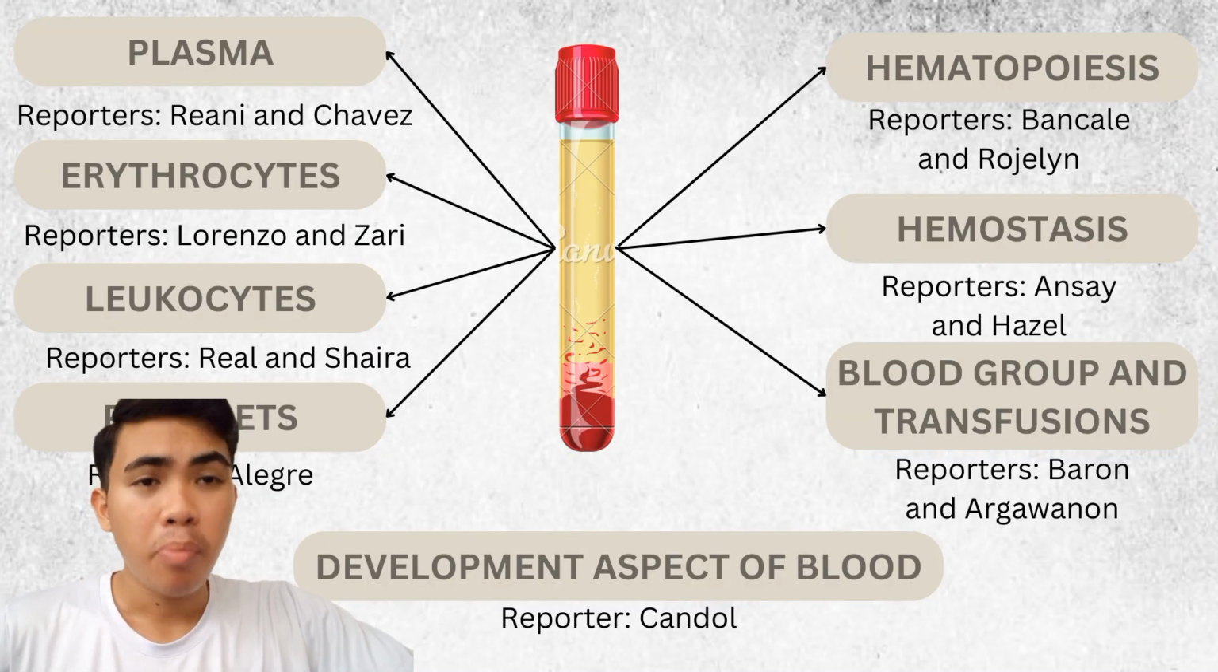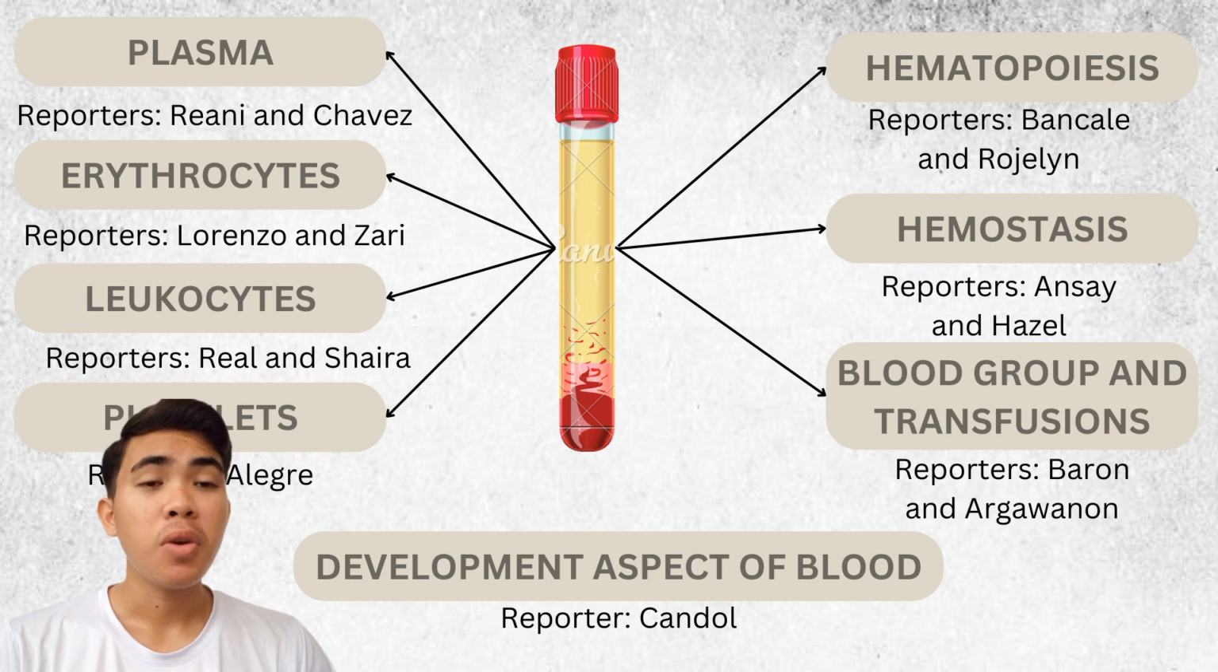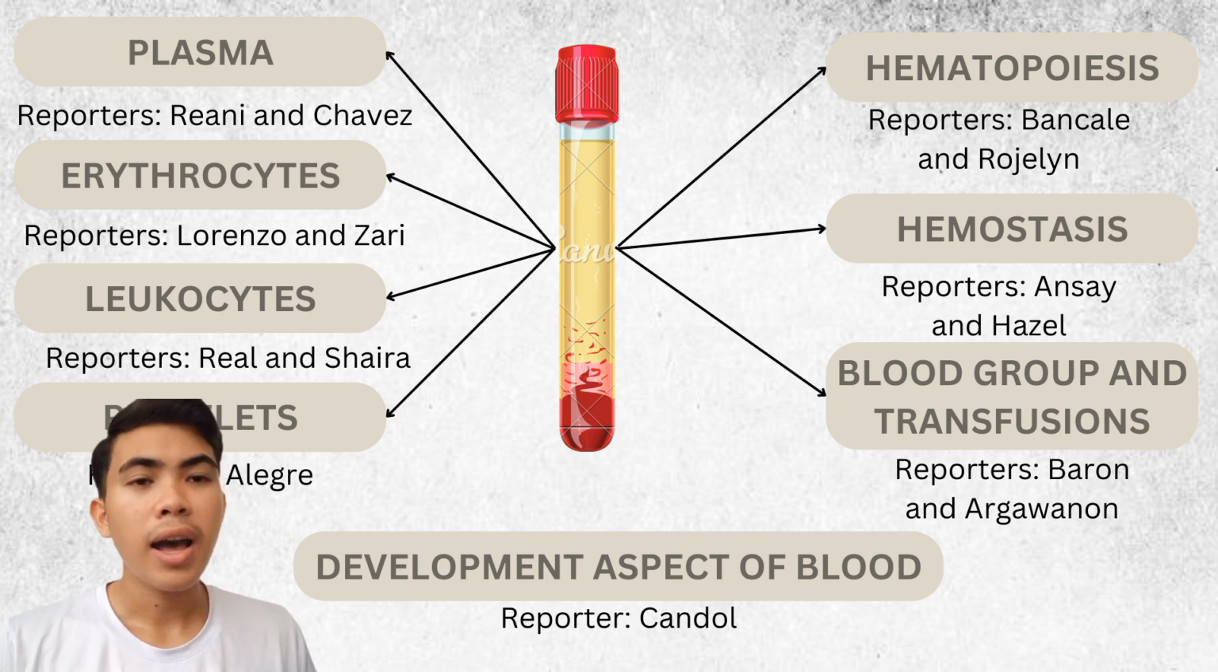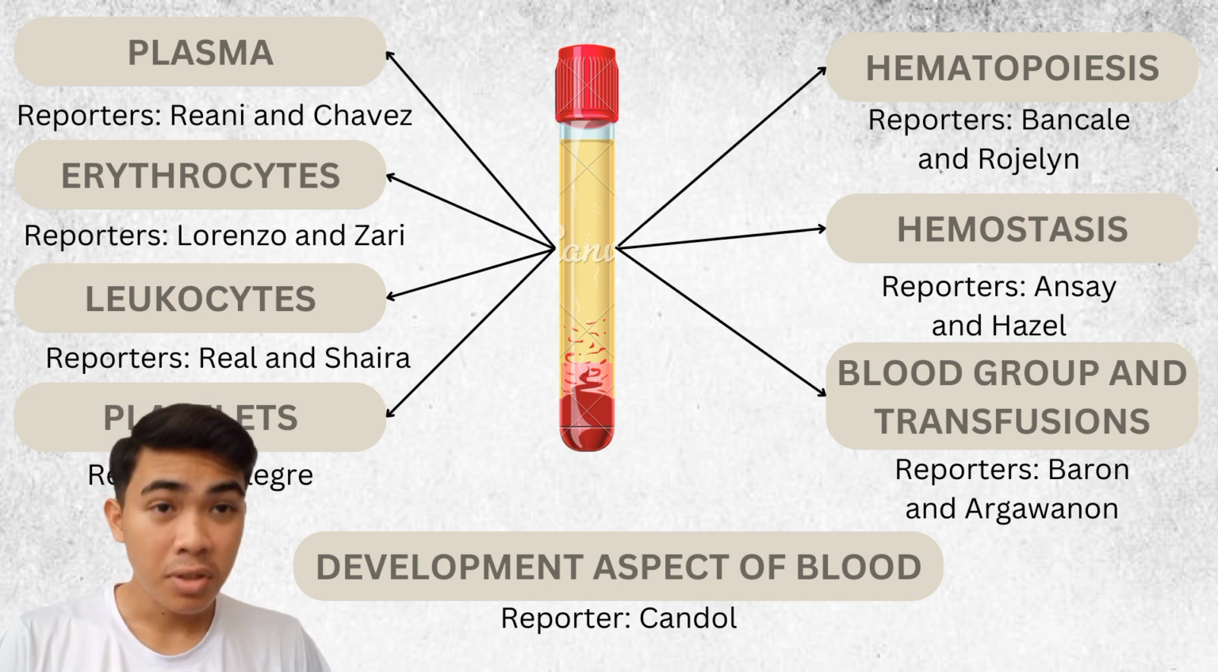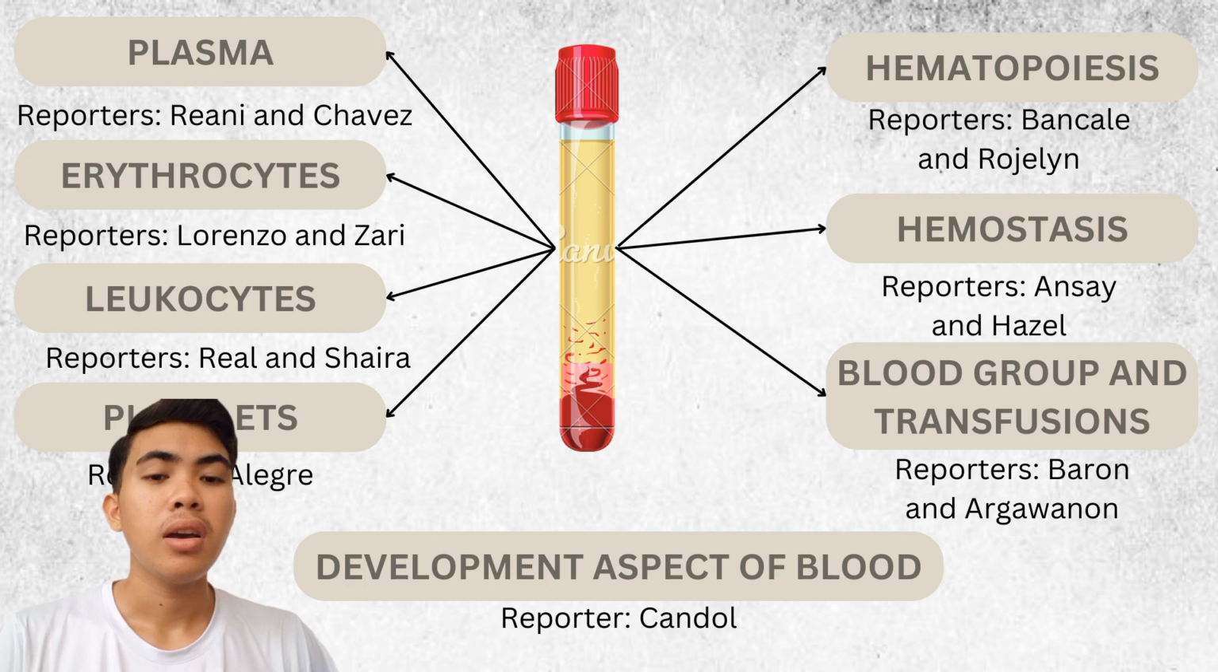This is the content of our report. Today, we are going to be dealing with the characteristics and components of blood, which are the plasma and the formed elements, which are erythrocytes, leukocytes, and platelets. We're going to be discussing as well the blood formation, also known as hematopoiesis, and the phases of hemostasis. And we also have the blood groups and transfusion. And lastly, we're going to be discussing the development aspect of the blood.